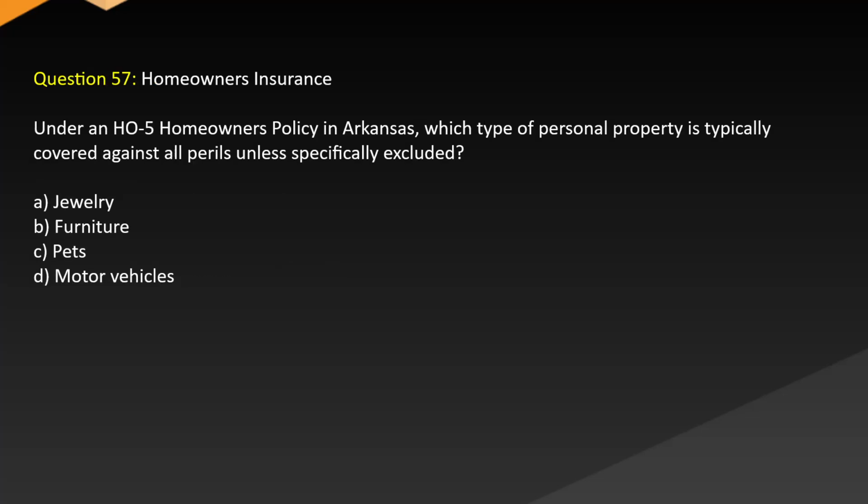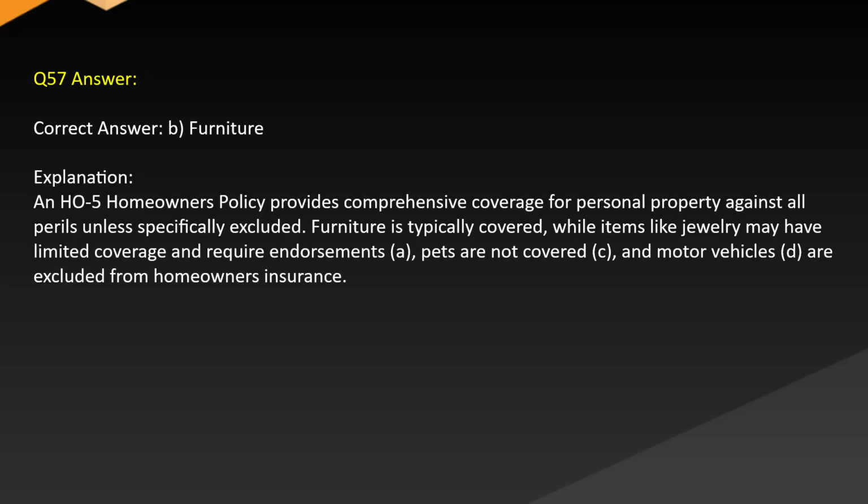Question 57. Homeowners insurance. Under an HO5 homeowners policy in Arkansas, which type of personal property is typically covered against all perils unless specifically excluded? A, jewelry. B, furniture. C, pets. D, motor vehicles. Correct answer, B, furniture. Explanation. An HO5 homeowners policy provides comprehensive coverage for personal property against all perils unless specifically excluded. Furniture is typically covered, while items like jewelry may have limited coverage and require endorsements, A.